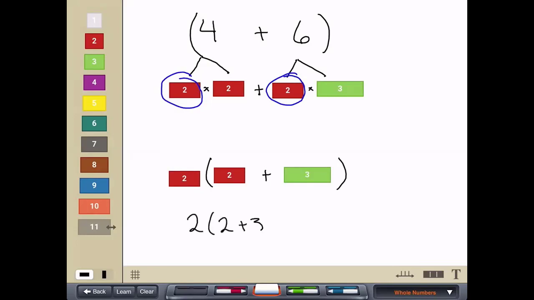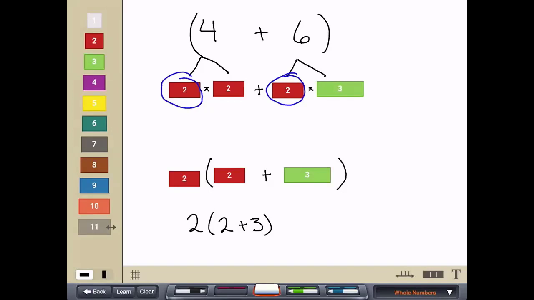All right? So we have factored a 2 from our expression. The way to check to see if we've done our factoring correctly is to use the distributive property to see if we've gotten the same answer.